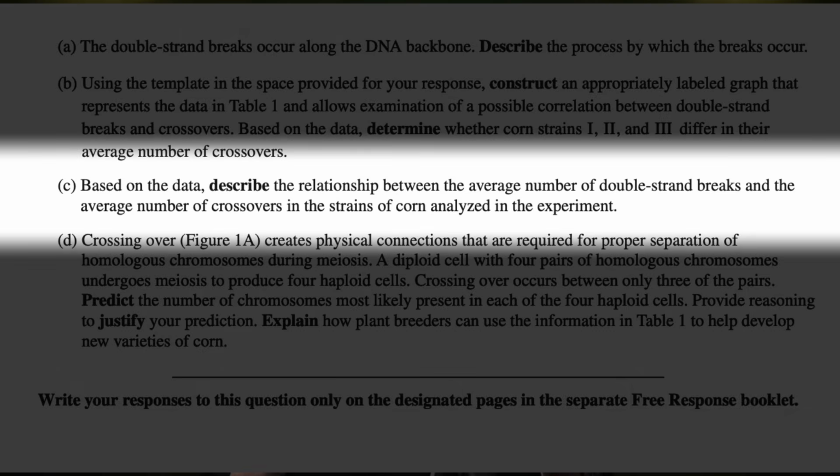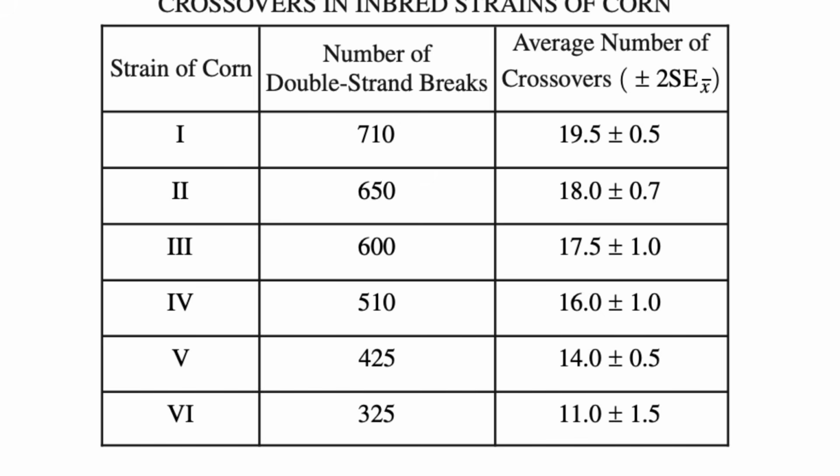Now, let's take a look at Part C. Based on the data, describe the relationship between the average number of double-strand breaks and the average number of crossovers in the strains of corn analyzed in the experiment. So here's something that we had actually anticipated before. It's pretty obvious that there is a relationship, but we want to be a little bit more descriptive.